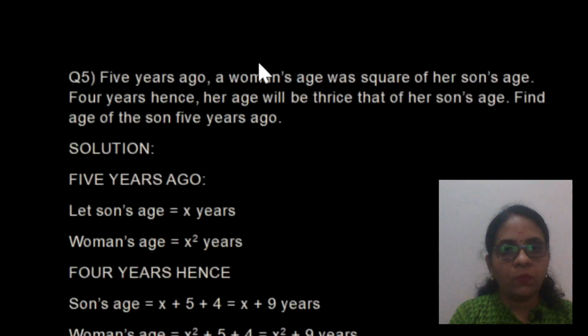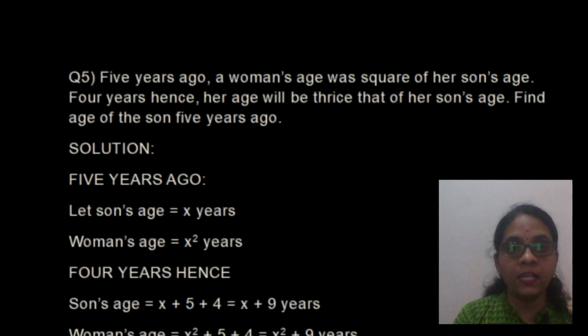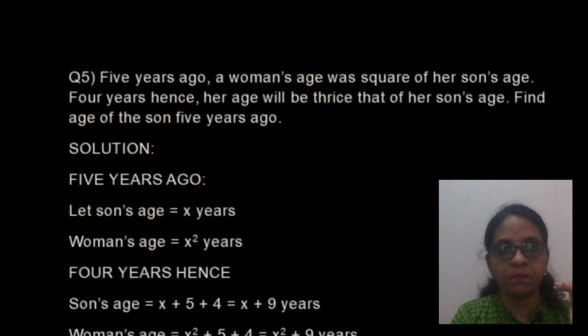So let's see one more sum. It's given here that 5 years ago the woman's age was the square of her son's age. 4 years hence her age will be thrice that of her son's age. Find the age of the son 5 years ago. If you observe carefully here, children, the first condition given was 5 years back, so you have to start from there only. Wherever they have given you, please remember, start from that point only.